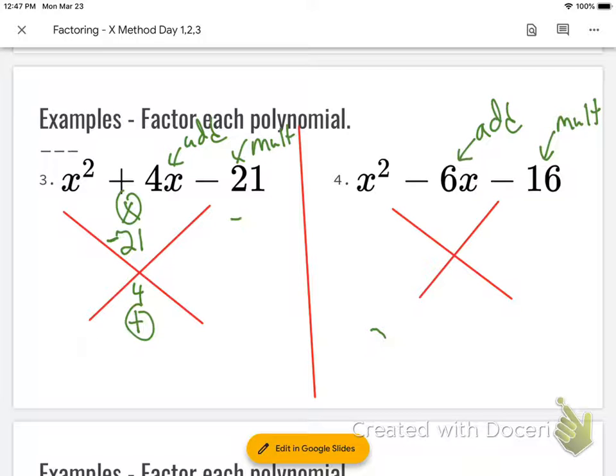So we have negative 1 and 21. 2 doesn't go into it. 3 does. 3 and 7. 4 won't go into it, 5 won't go into it, 6 won't go into it. And then we're back at 7. So those are the only 2 sets, or we can have them with the reverse negatives.